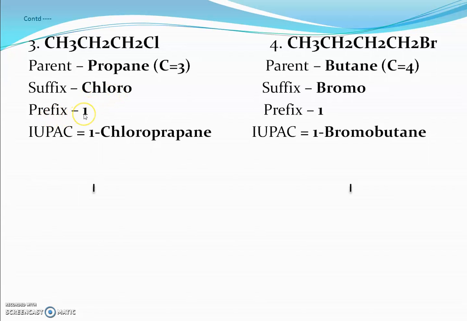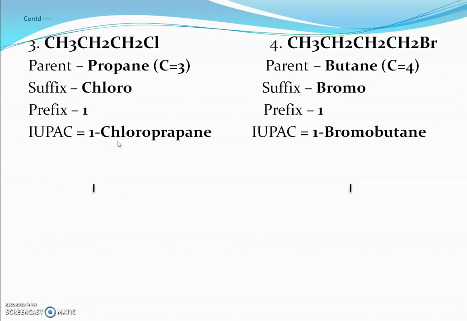Now the locant is 1 because the chlorine atom is attached to the first carbon atom, and according to the rule of IUPAC nomenclature, the numbering is done in such a way that the carbon atom to which the halogen atom is attached should get the lowest possible number. Here the chlorine atom is attached to the first carbon atom, that's why the locant is 1, and therefore the IUPAC name of n-propyl chloride is 1-chloropropane.